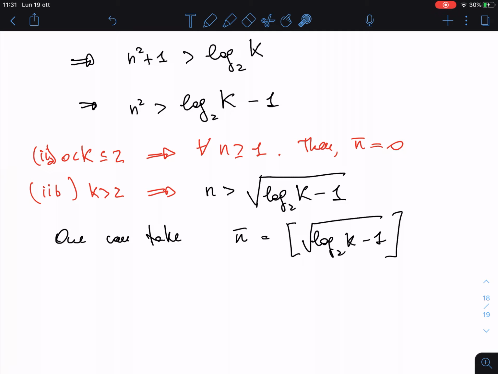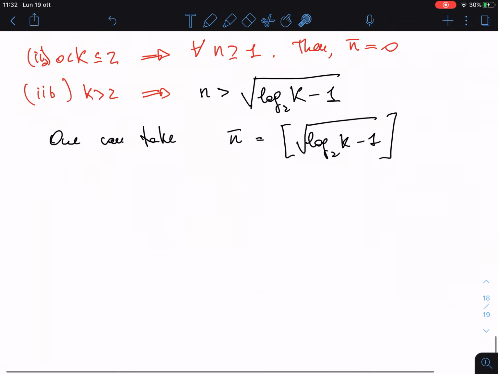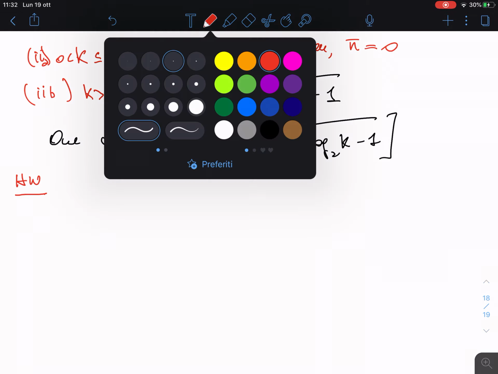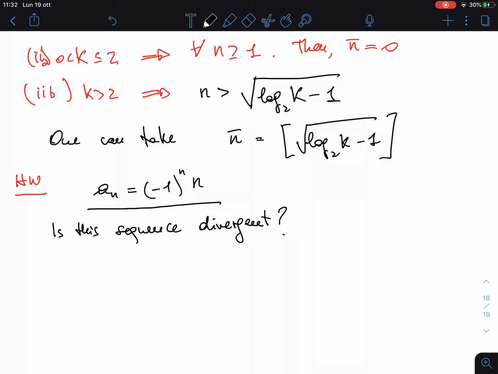Okay? And so this seems to be very difficult, but at the end it was not so difficult, very standard. Okay, another exercise I want you to study by yourself, and this is quite interesting and quite important, is the following. a_n equal to minus 1 to the power n times n. So the question is: is this sequence divergent? So work out this example and then we will discuss.